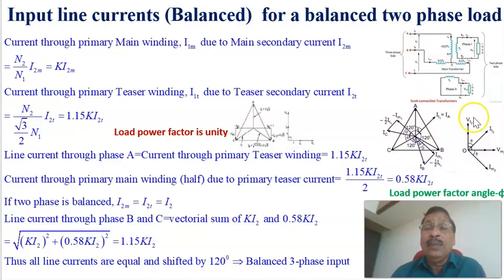Even when the load is balanced with a lagging power factor angle 5, the input side currents all have equal magnitude and are 120 degrees apart, meaning the input is balanced, provided the load is balanced. The two-phase load is balanced, so on the input side we get balanced load currents, with equal magnitudes displaced by 120 degrees. This is the phasor diagram corresponding to power factor angle 5, and this corresponds to unity power factor. In both cases, the input side is balanced.